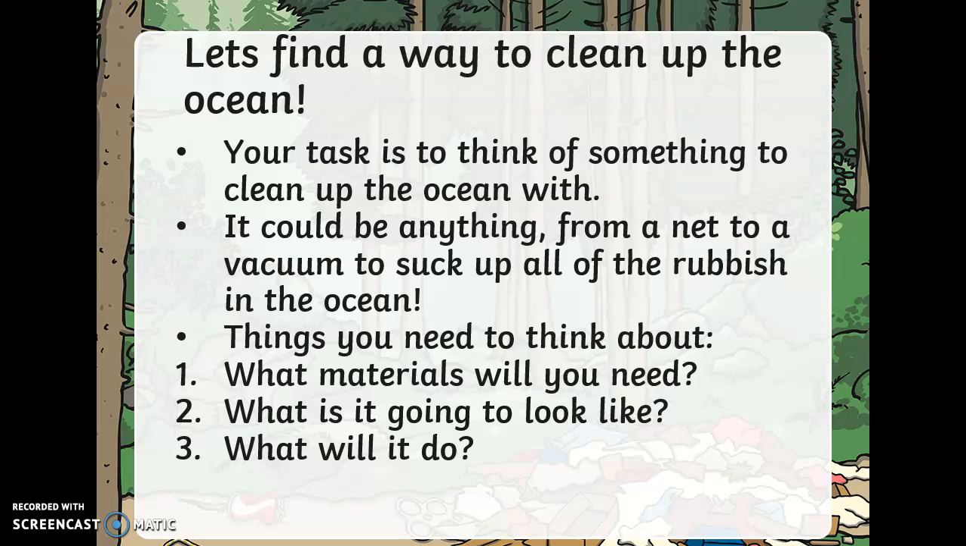So just to recap on the previous lesson, this was the task that I gave you previously. So the task was think of something to clean the ocean with. It could have been anything, from a net to a vacuum, anything that you think would help clean up the oceans. And those are the three things we need to think about: the materials, what's it going to look like, what will it do. There should be labels on your plan, so it both helps you to make it, and also for me to understand, well, what is this device going to do.